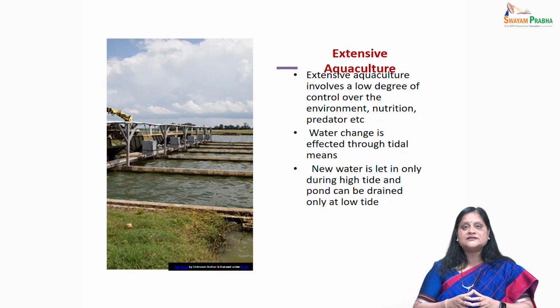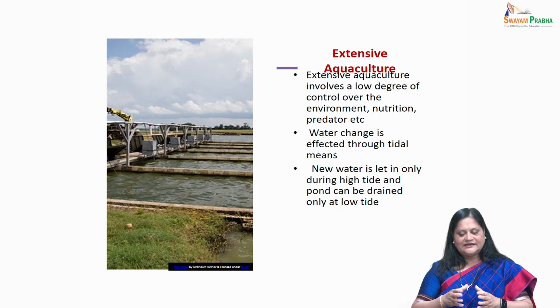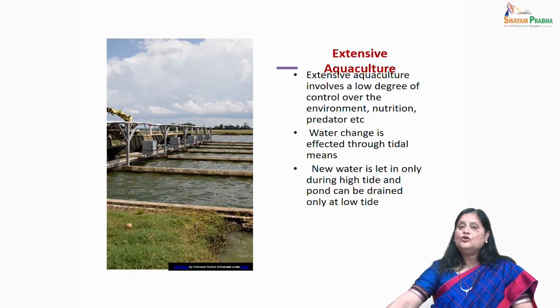Let us see first extensive aquaculture. Extensive aquaculture involves a low degree of control over environment, nutrition, predators, etc. Water change is effected through tidal means. New water is let in only during high tide and the pond can be drained only at low tide.